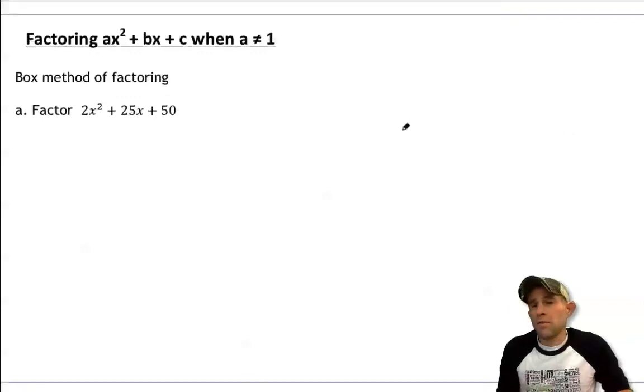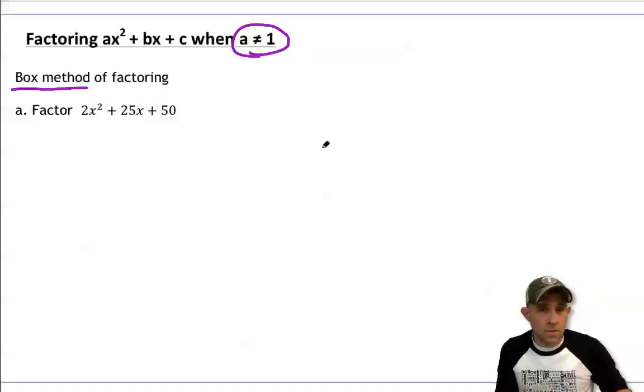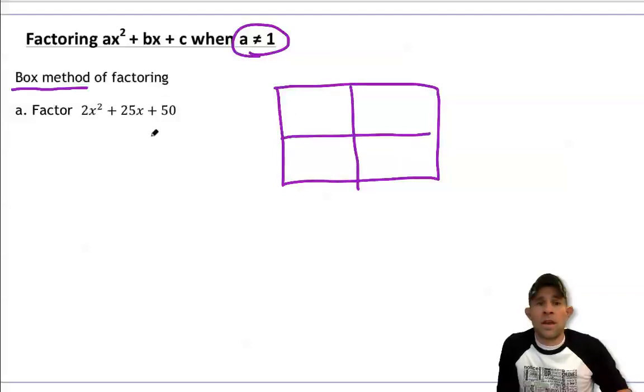All right, now let's move into some a little bit more difficult examples. We're going to follow the same method, the box method for factoring. However, now our leading coefficient's not equal to 1. Well, we're still going to approach it the same way. Let's set up our box. And here's our 4 quadrants. Now remember, the first quadrant is our first term, so this is 2x squared, and the last quadrant's our constant term.